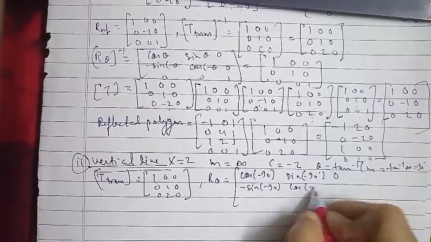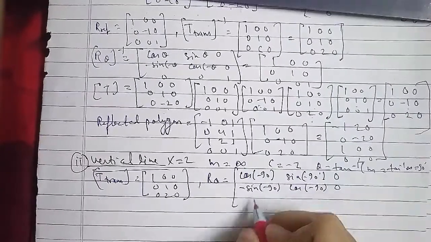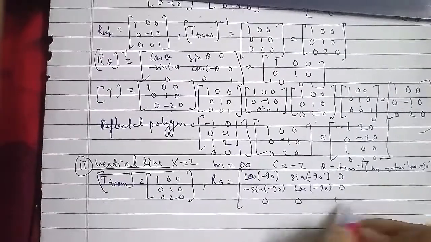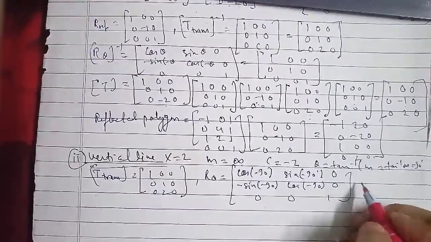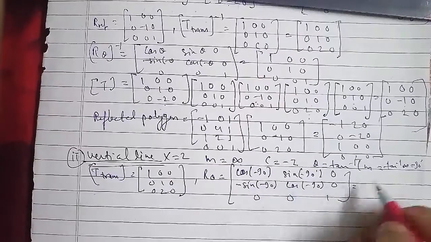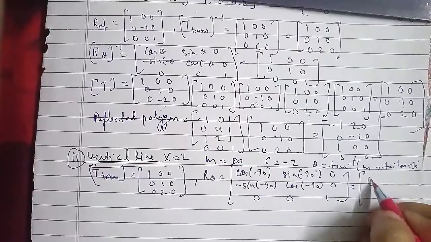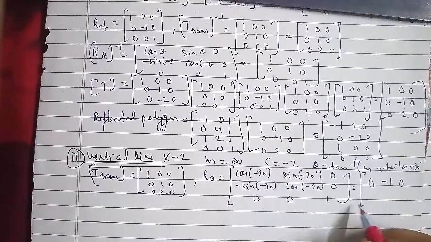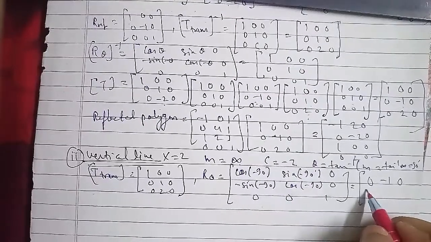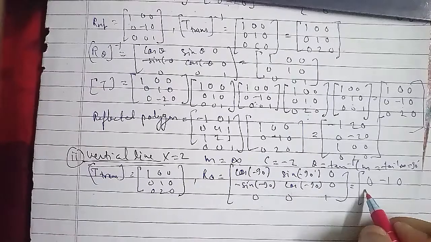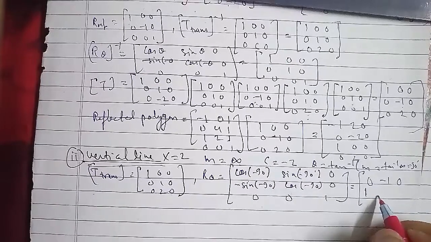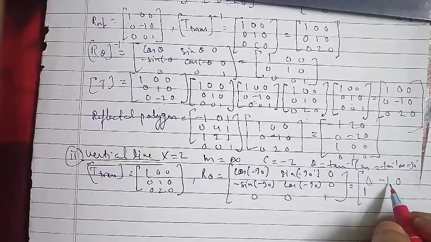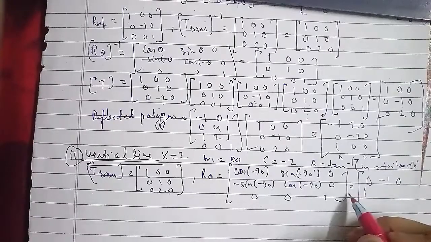Cos minus 90 is 0, sine minus 90 is minus 1, and that is 0, and minus sine minus 90 is 1, because sine minus 90 is minus 1 and then minus and minus will multiply, so minus minus is plus, so it will give you a plus value, and then again cos minus 90 is 0 and then 0 here, so that is your 0 0 1 here.